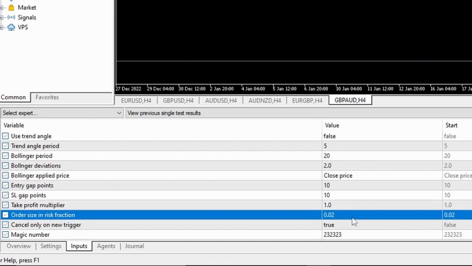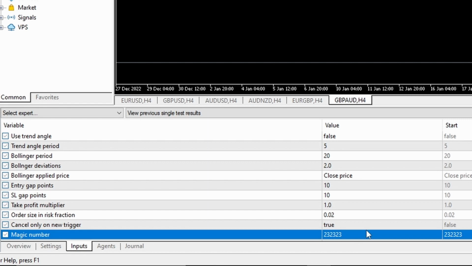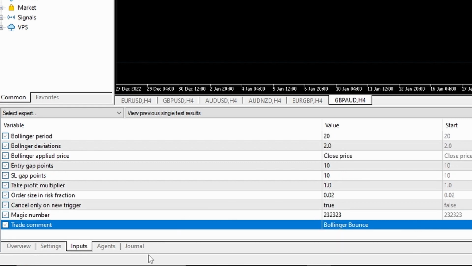My order size in risk fraction 0.02, so I'm risking 2% of equity on each trade. Cancel only on new trigger. I said that there was a little bit of ambiguity as to whether a new candle should cancel an existing order or only if that new candle is a trigger. I've decided to run this test only if it is a new trigger candle. And then the magic number and a trade comment.